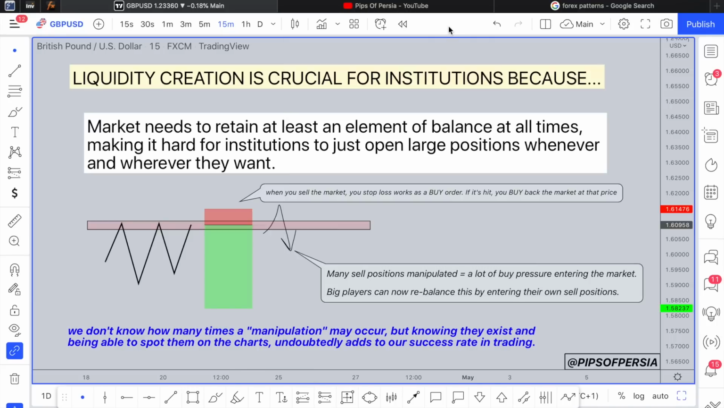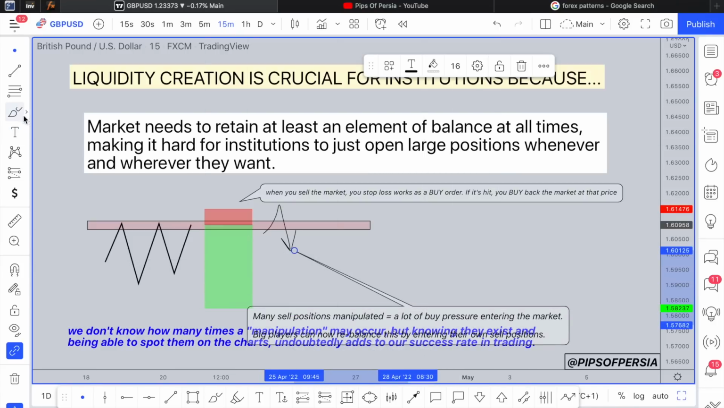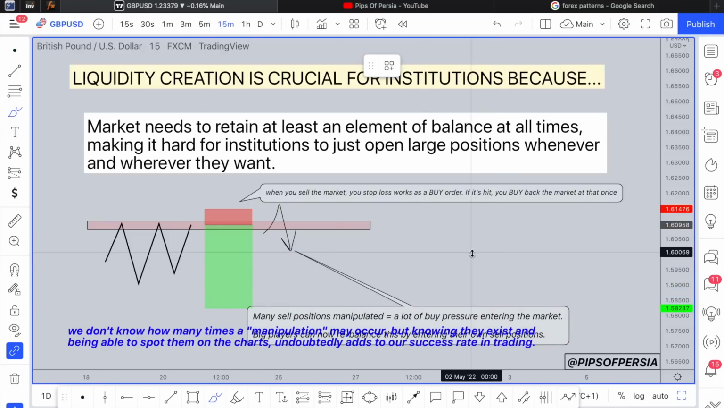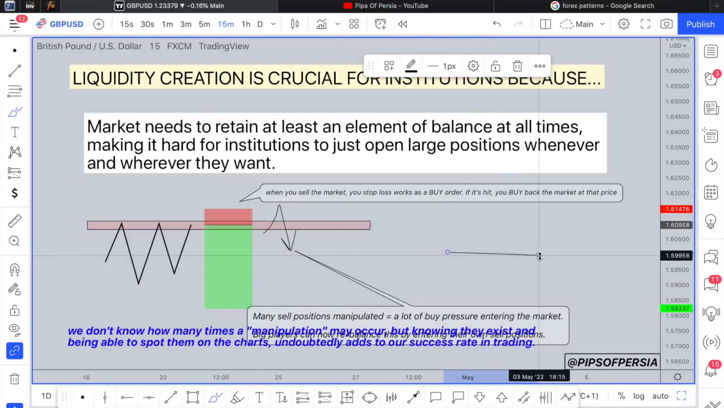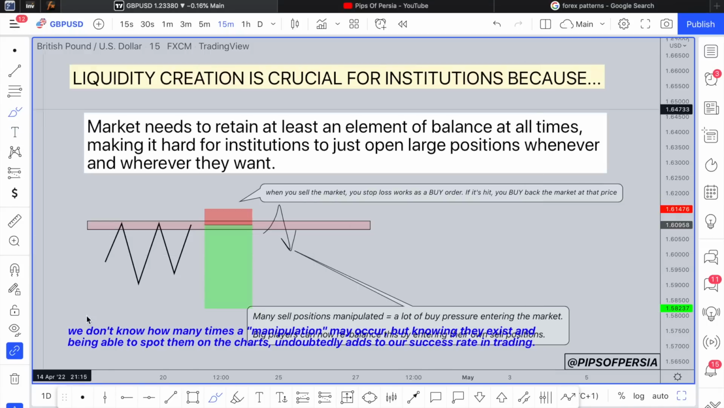Very simple. And this happens on a day-to-day basis, even at times when the institutions need to close their own trades. If they're on the sell side and want to get out of their trades, naturally those sell positions are going to turn into buy positions. So a lot of the time, the institutions will end up creating downside liquidity before they get out of their own trades.